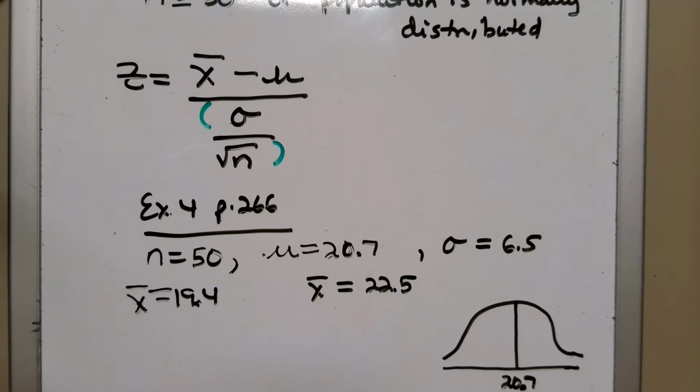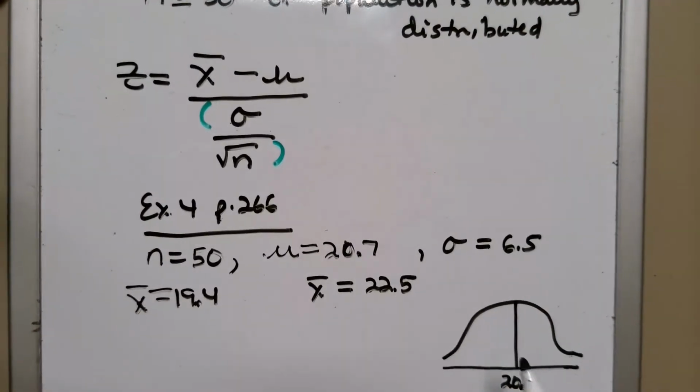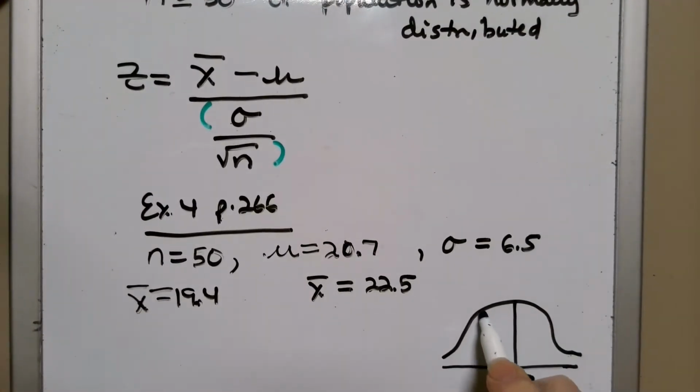So x bar of 19.4, that's less than the mean. And it doesn't seem like it's that far away from the mean, but we're going to put it to the left because it's less than the mean. Here we go. So 19.4 is less than 20.7. It's to the left. And we don't really have a good feel for how far to the left. Just put it to the left.